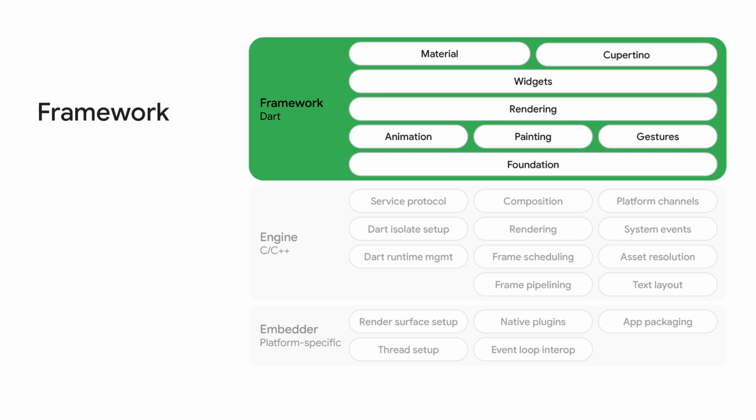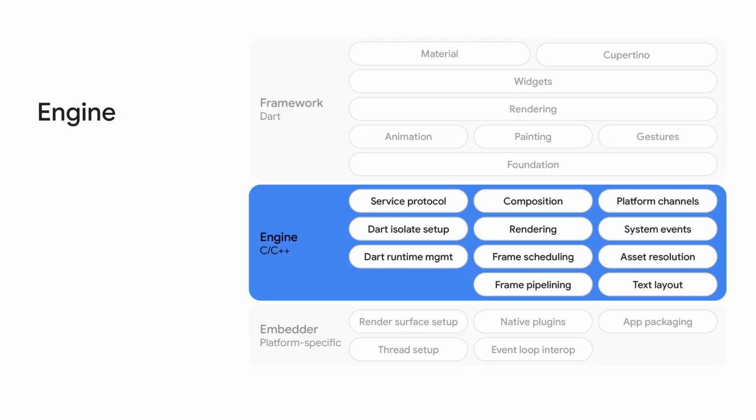In brief, the framework layer provides high-level reusable APIs in Dart for things like common widgets, gestures, accessibility, and text input. The engine, implemented in C++, is more low-level. It works with the embedder and is responsible for, amongst other things, some messaging between the native platform and Flutter.